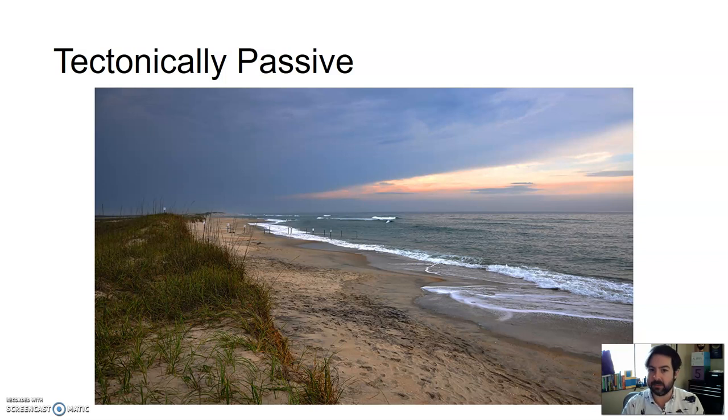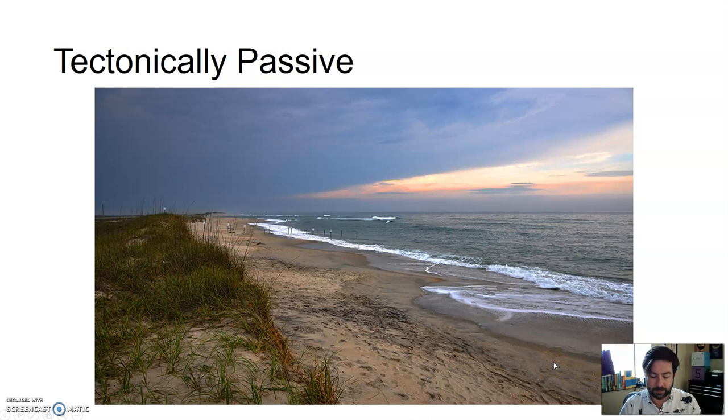So this would be typical of something you might see on the East Coast, away from a plate boundary. Very sandy beaches. If you look in the distance, very flat. All right, it has a very broad, very wide continental margin. So the ocean is relatively shallow, even up to a couple hundred miles out before it really drops off.